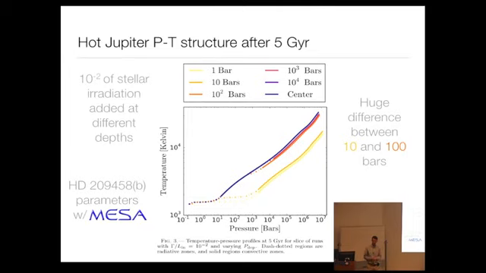Potential temperature is entropy in our language. I think those are the same things. So yeah, exactly.